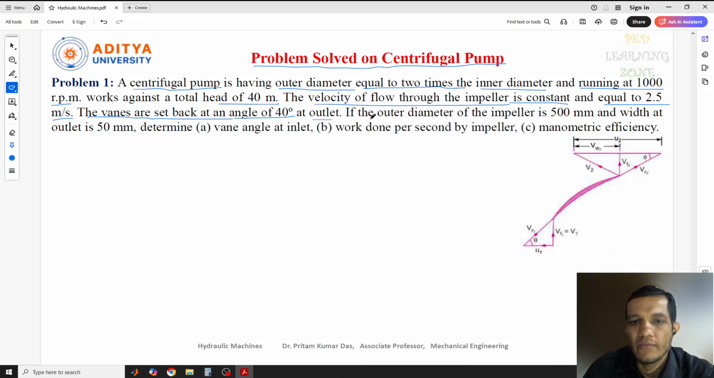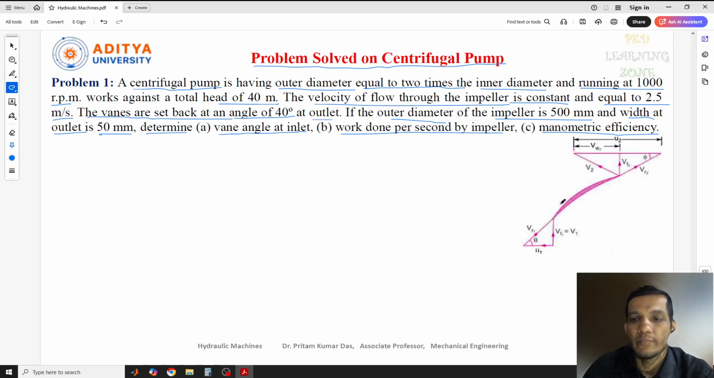If the outer diameter of the impeller is 500 millimeter and width of outlet is 50 millimeter, determine vane angle at inlet condition, work done per second by impeller, and the manometric efficiency. In the last problem that we discussed, we did not calculate the efficiency value, we just calculated the work done per second per unit weight by the impeller.